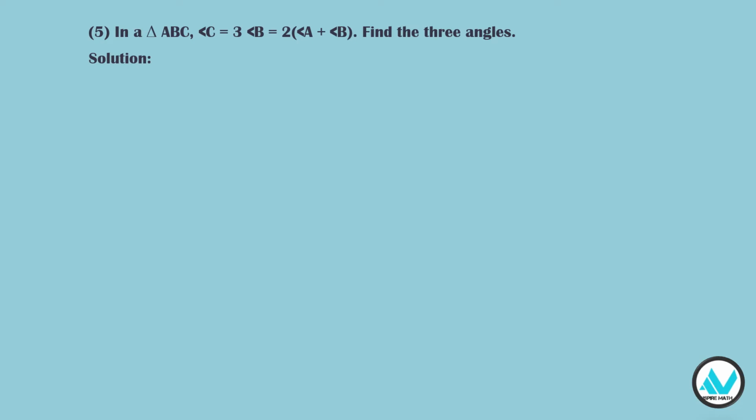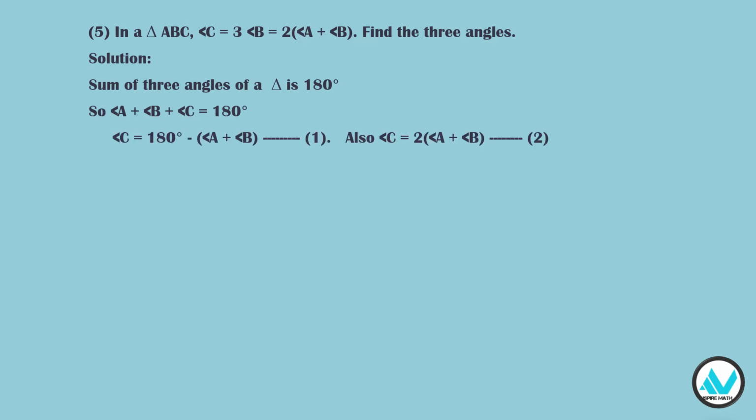Now we know that the sum of all the 3 angles of a triangle is 180 degrees. Based on this, we are going to proceed. Now the sum of 3 angles of a triangle is 180 degrees. That is angle A plus angle B plus angle C equal to 180 degrees. Now from this I can write angle C is nothing but 180 minus angle A plus angle B. Let me call this equation 1. Also from my question I have angle C is nothing but 2 times angle A plus angle B.